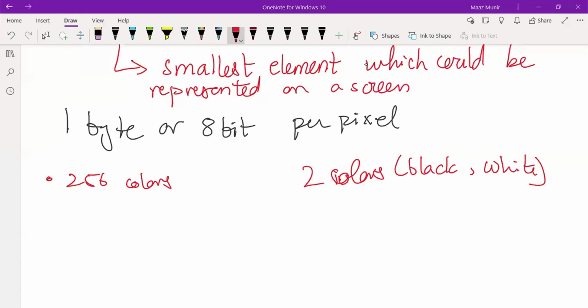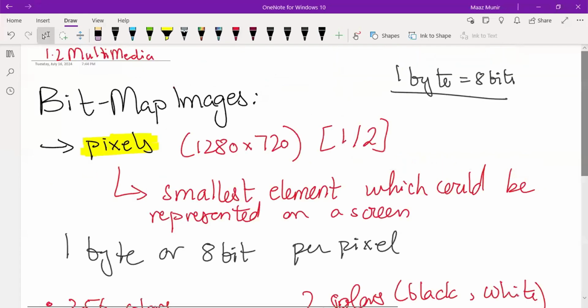Okay, welcome back everyone. We were discussing this bitmap images concept. We are done with chapter 1.1, and this is now chapter number 1.2, or the second section of computer science chapter number 1, which is multimedia. Multimedia basically refers to how you store images and stuff like that, and how do we calculate file sizes and all those things. So the first thing in this chapter is bitmap images.